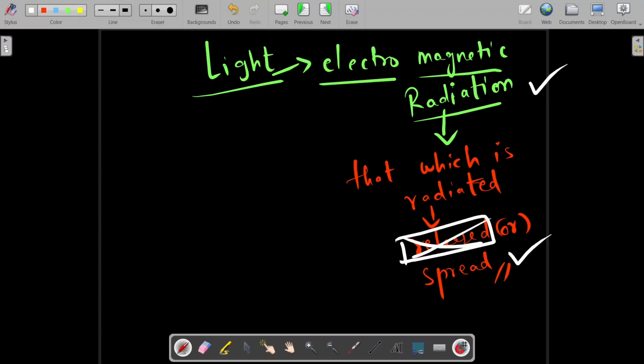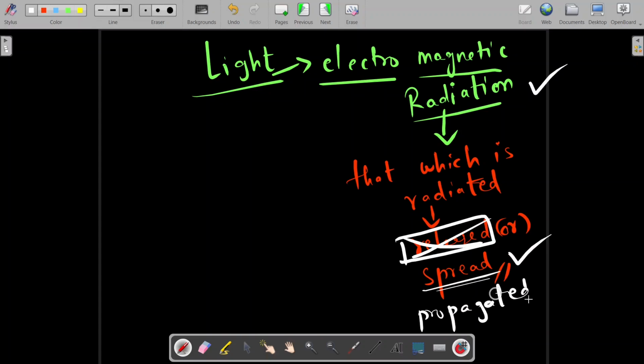If anybody wants to know what is electromagnetic radiation in full, why it is caused and everything, I will put a video separately. So here we are going to learn what is radiation. Radiation is completed: that which is radiated, that is spread. We can also say another term for spread is propagated.